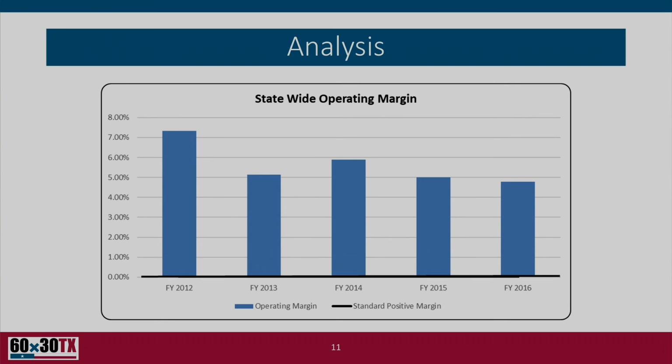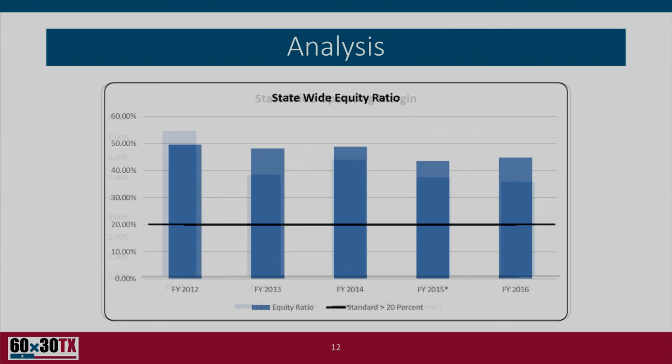Statewide operating margin: did the institution balance operating expenses with available revenue, just like the profit margin, or very similar to the profit margin you would see in the for-profit world? The standard is greater than 0, and you can see while there's one large year here in 12, it's stable, and while dropping slightly, the trend is not disturbing at all.